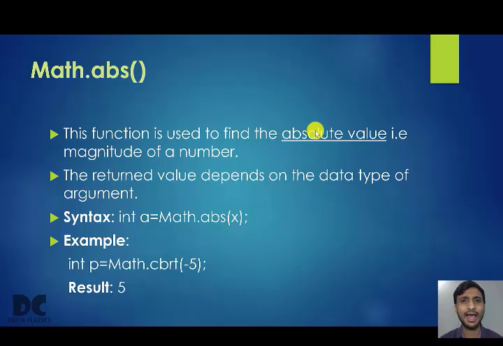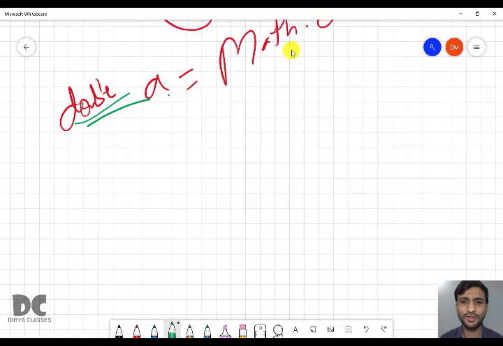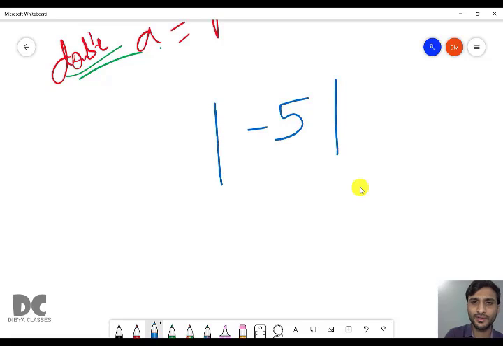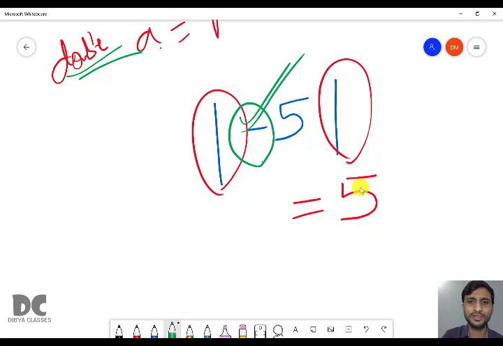ABS means absolute value. So what is that absolute value? It is nothing but the magnitude. For example, -5. You must have written like this in mathematics, right? What does this mean? This will give you the output as 5. That is only the magnitude. It will not consider the sign. It may be negative, it may be positive, doesn't matter. It will only give the magnitude.